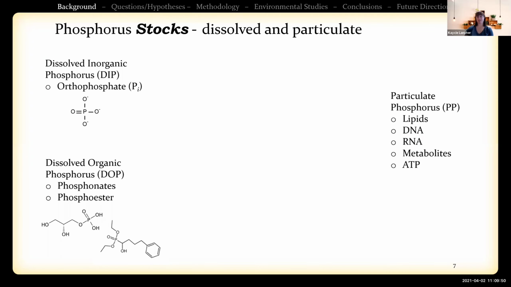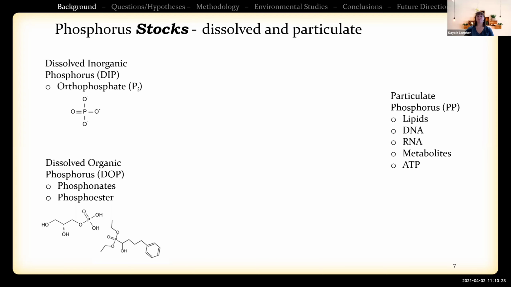When I'm talking about phosphorus stocks, I'm going to be focusing on three main large pools. On the left we have dissolved inorganic phosphorus in the form of orthophosphate, or phosphate. That's most commonly what we think of when we're talking about phosphorus in the ocean, and nutrients. Most of the time we're talking about phosphate or inorganic phosphorus. We also have dissolved organic phosphorus, which is more complex in structure and includes phosphonates and phosphoesters.